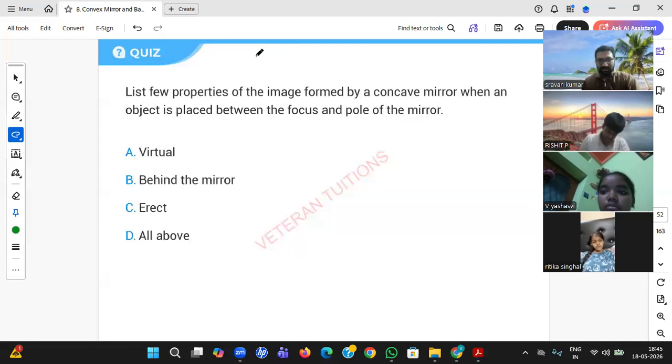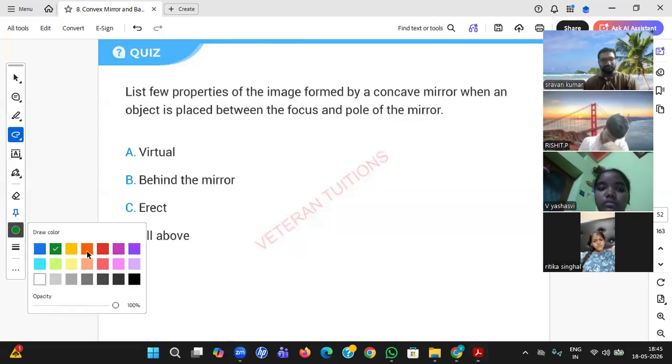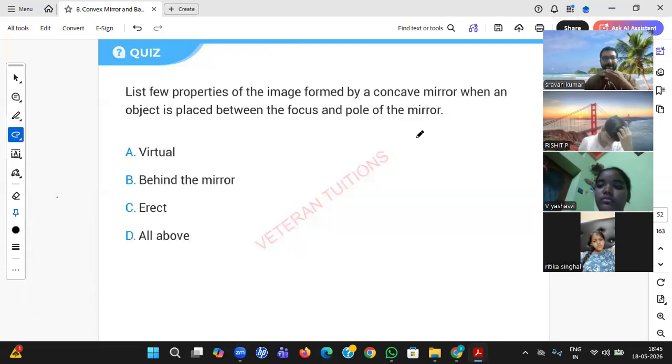Yashasvi, right answer. Lavanika, right answer. Vishnumaya, right answer. Sai Chitra, right answer. Ridhima, right answer. Pranav, right answer. Yes, Rishit, what is the right answer?